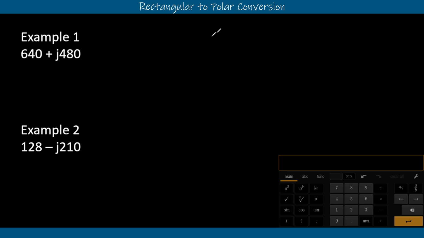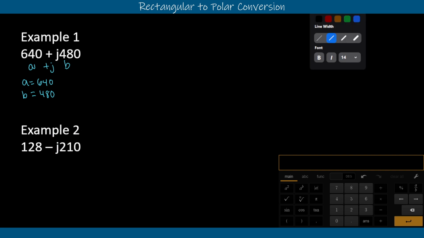So these are two rectangular numbers. We can call this first one A, and that will be plus jB. We know that 640 is A, so A equals 640, and B is equal to 480. Keep in mind that the plus sign here belongs to the 480, and down here we see a negative that belongs to the 210. So the B variable gets the positive or the negative that's in the center of our rectangular form. That's really important, because if you miss that negative, it will be incorrect.